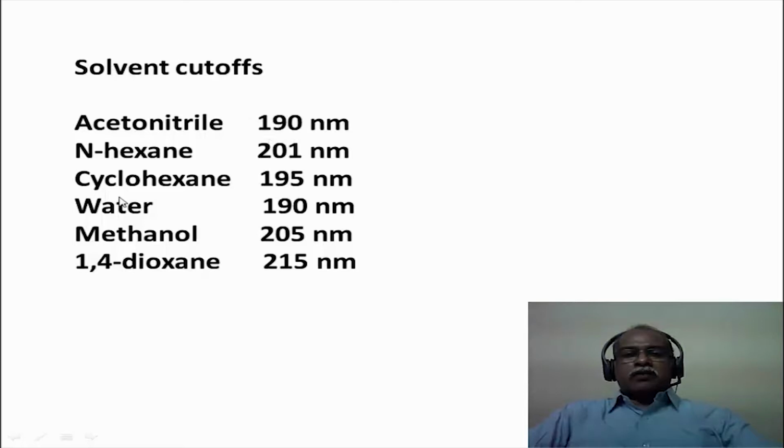Water is a good solvent, for example. Water has a cutoff value of 190 nanometers. Methanol has a cutoff of about 205 nanometers. So these are supposed to be good solvents. N-hexane, for example, does not have any pi electrons, so it doesn't undergo any pi to pi star transition, and that can be used as a solvent in most instances. N-hexane or cyclohexane can be used as a solvent because it has only a sigma to sigma star kind of transition, which occurs in the ultraviolet region of the electromagnetic radiation.